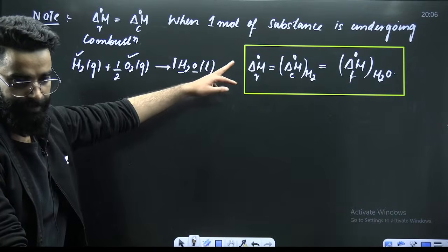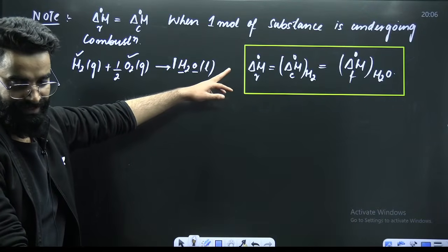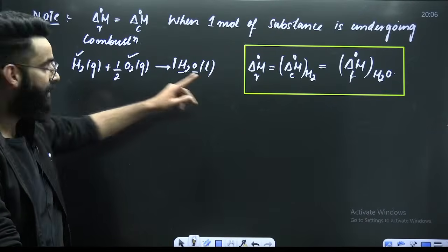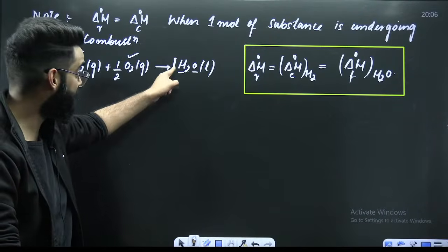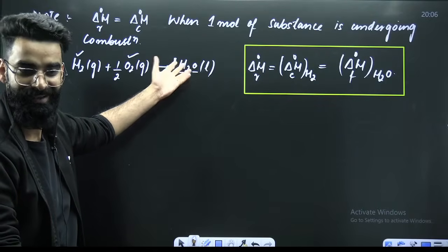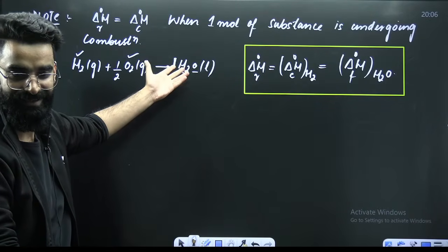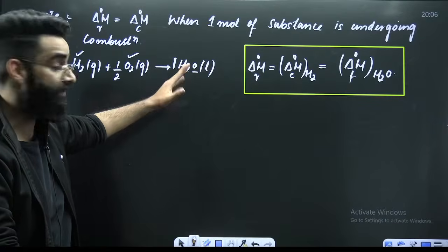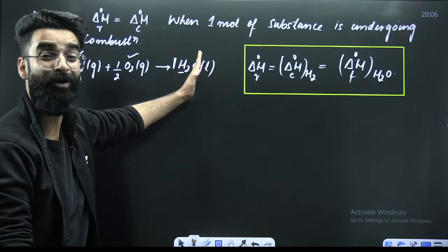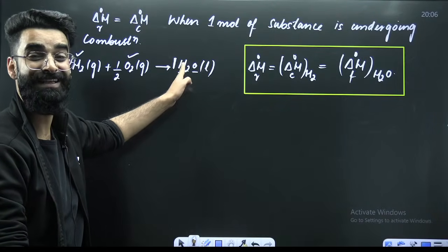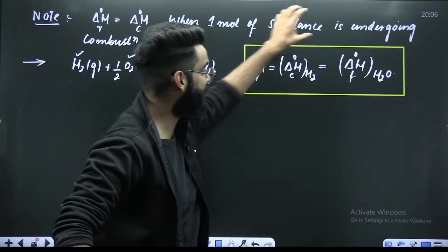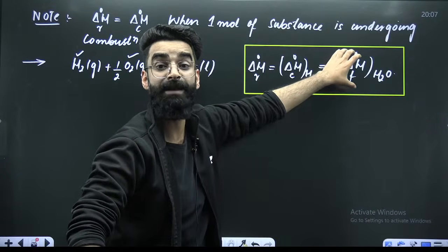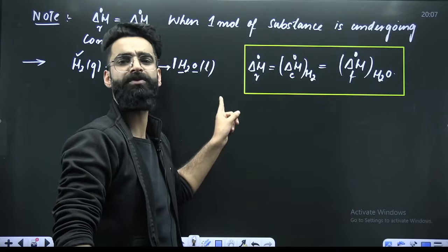This is something which is very important. 1 mole of substance is undergoing combustion, right? And 1 mole of substance is being formed as well. And I've told you already, when 1 mole of substance is formed from its elements present in their standard states, at that point of time, standard enthalpy of reaction is called the standard enthalpy of formation. Formation of what? Formation of water.